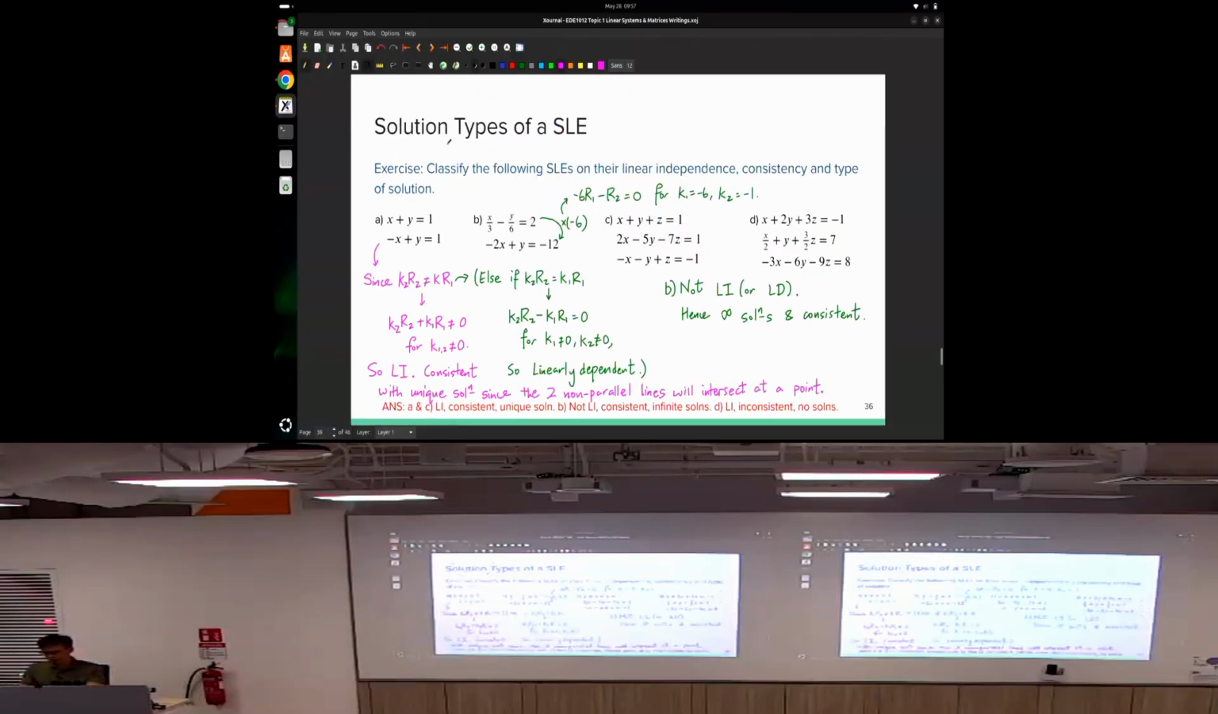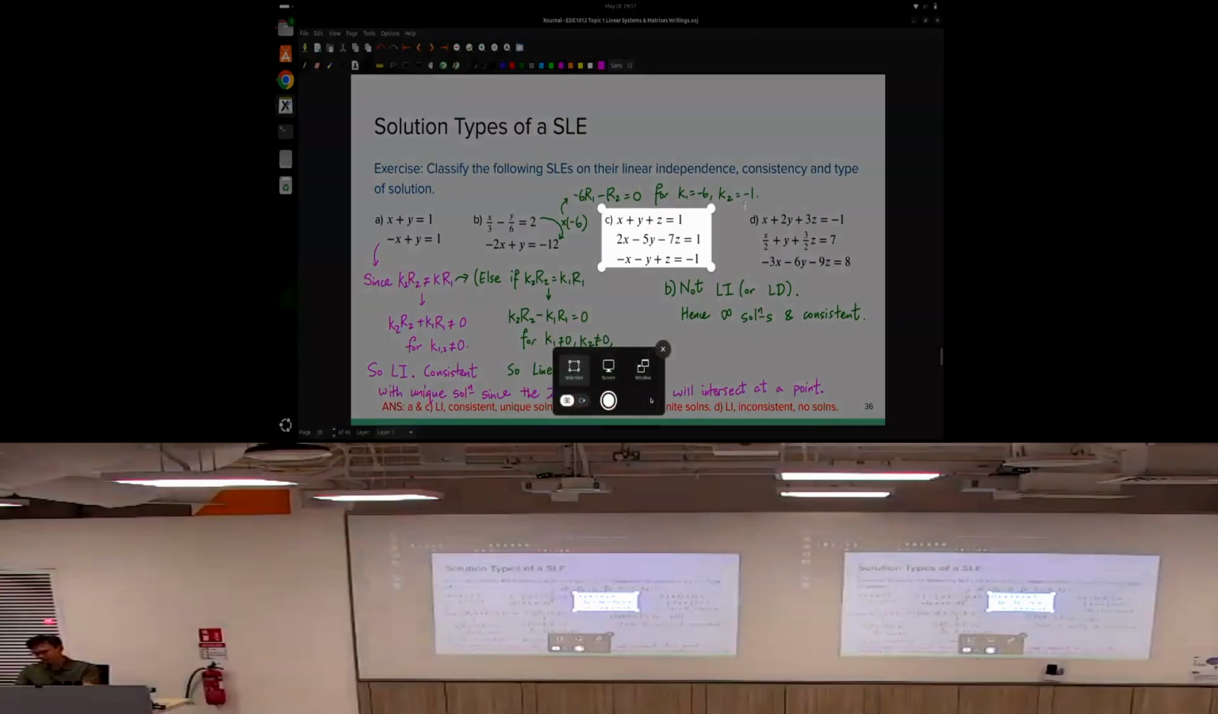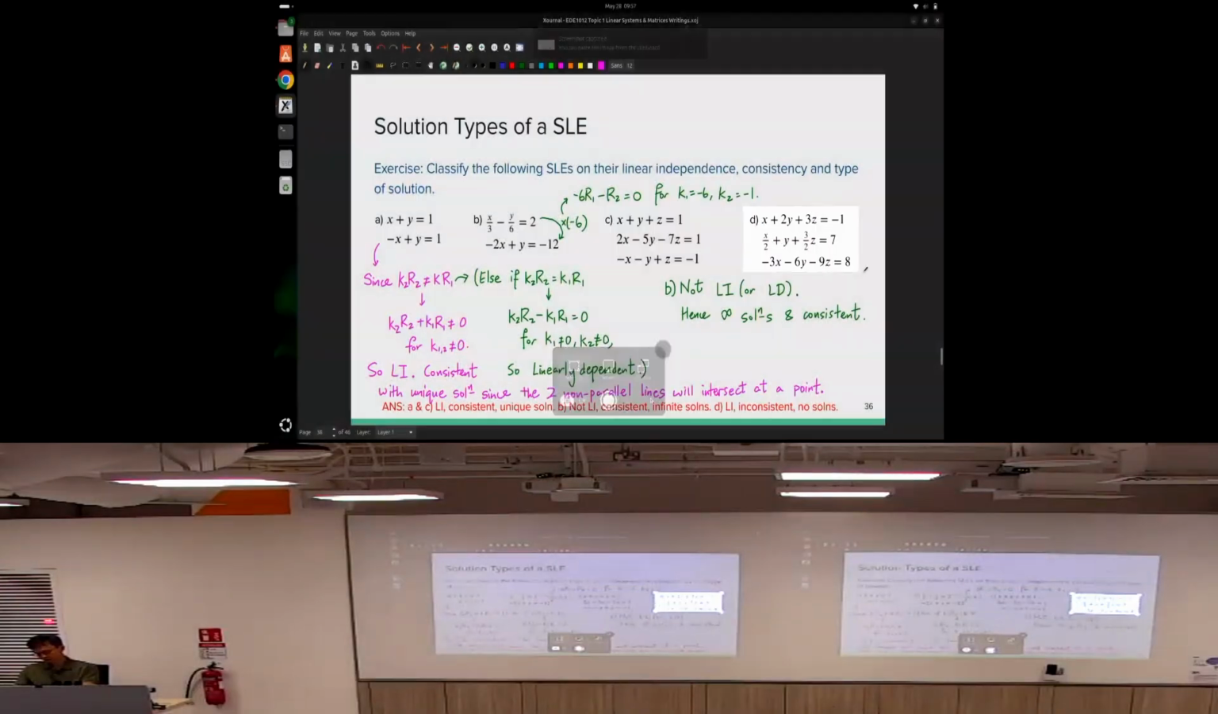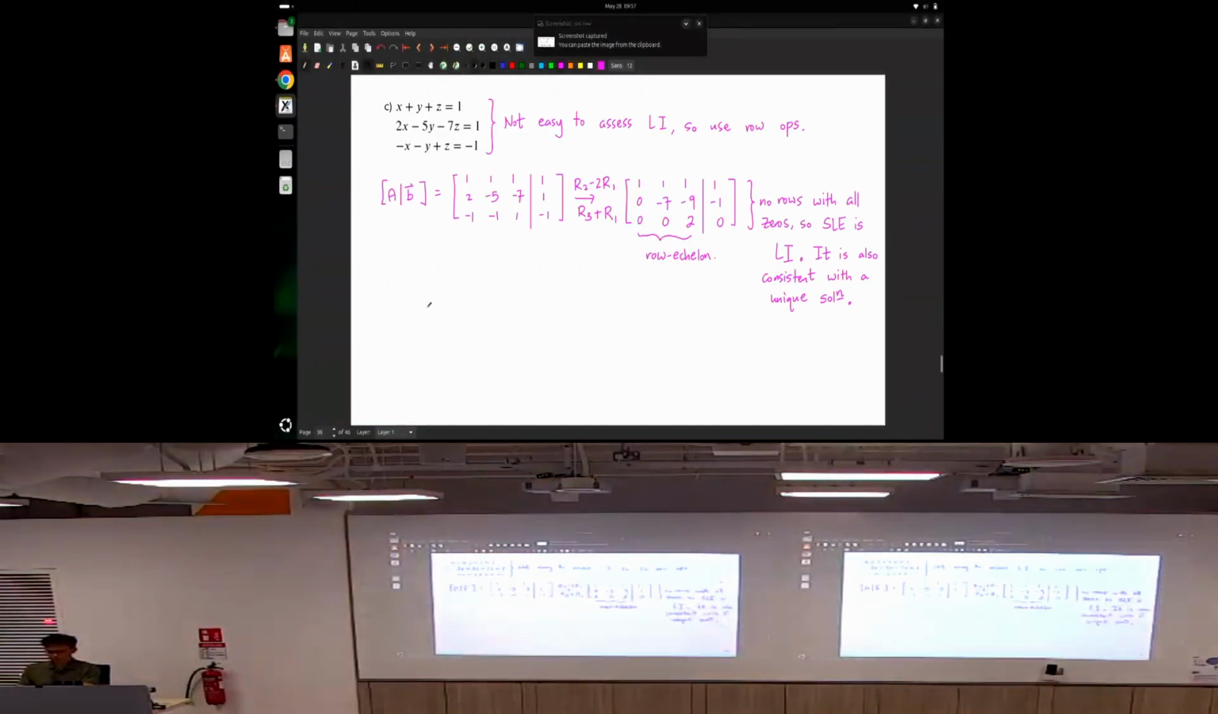I want you to try the same technique on part D. If you look at part D, it's not obvious, so you have to do your row operations. I think after some operations, you will get something quite interesting. So I'll give you some time to try this one out, part D. And in the meantime, I will mark your attendance.